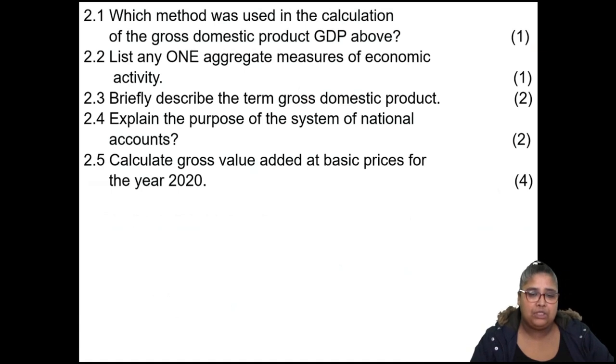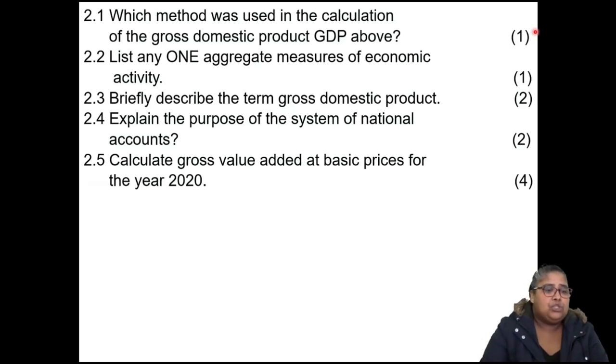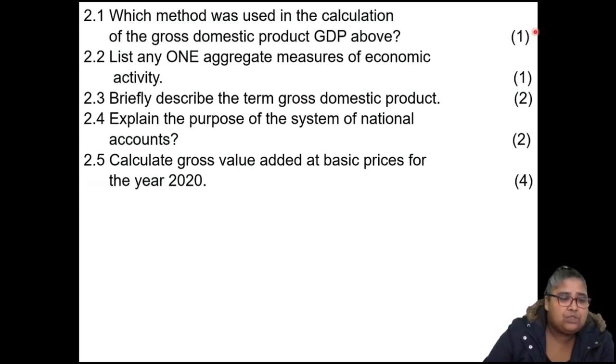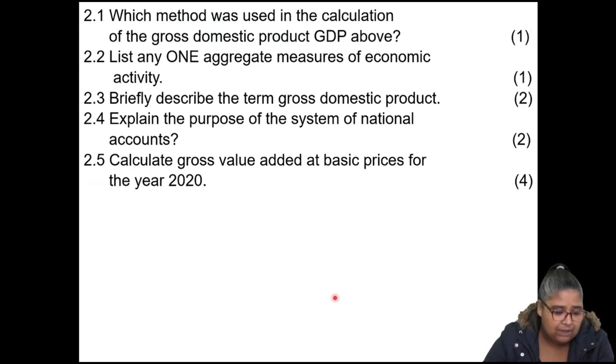Again, have a look at the mark allocations. You have your two one-mark questions, then your two-mark questions, and your higher order question, which is the four-mark question. The first question: which method was used in the calculation of the gross domestic product, GDP, above? Grade 12, I'm going to give you a few minutes to attempt answering these questions, and then we will go through the answers together. If you have any questions, please feel free to raise a hand, and you may direct your questions at me, and I'll attempt to answer them to the best of my ability.